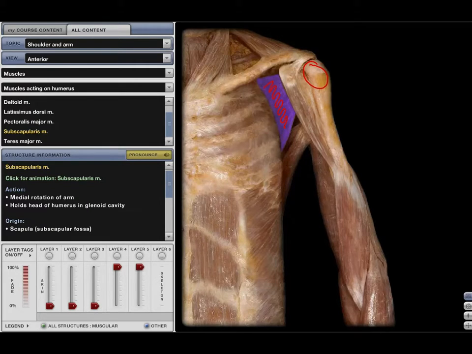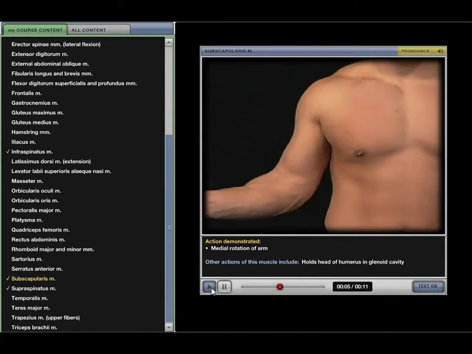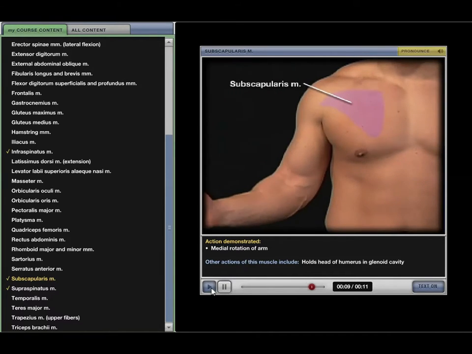So again, let's think about action. If you shorten this muscle, and contracted this muscle, what do you think would happen to the movement at the humerus? While the infraspinatus and the teres minor muscle laterally rotate the humerus, the subscapularis medially rotates the humerus. So let's take a quick look at a short video showing medial rotation. So this video shows medial rotation of the humerus, and this is the action of the subscapularis muscle.